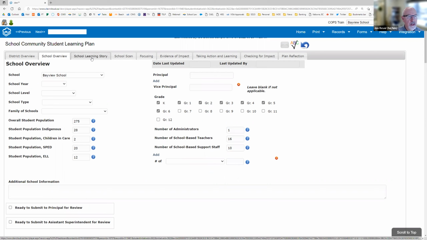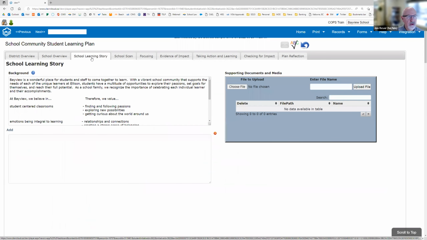That's an important component. We then move into the school learning story, where we're capitalizing on the power of story. This is something we've learned from Indigenous ways of knowing, and so it's important for us and for principals to capture their story. We've provided an opportunity for them to upload video files and pictures to support the story, and that's where the process begins.